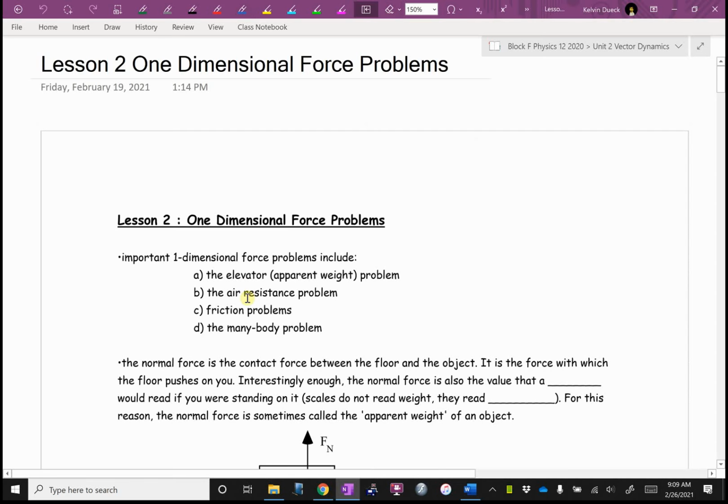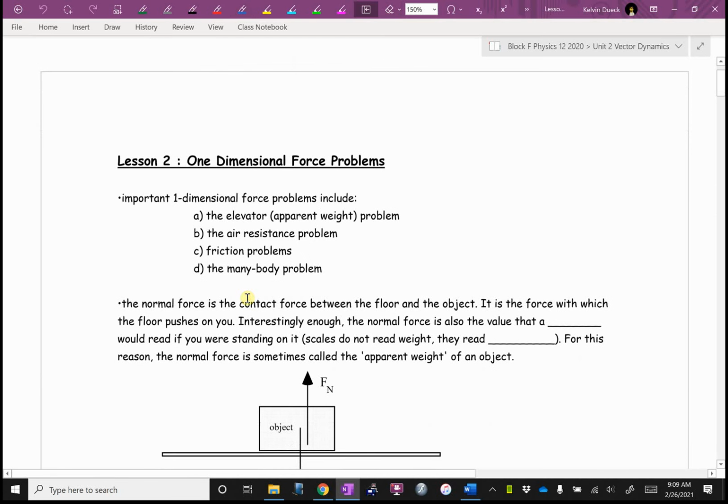We're going to be looking at one-dimensional force problems where everything is still in a nice straight line, where nothing is at an angle. Did I say angle? Nothing is at an angle yet. Some classic one-dimensional force problems include the elevator or apparent weight problem, air resistance, friction. We'll do a whole lesson on friction. And then the many-body problem, where there's more than one mass, where we modified our equations so that instead of winner minus loser equals ma, it became winner minus loser equals m all a, where we got to cross out tension. The Atwood machine, you might recall, where one mass went up and one mass went down and all that stuff.